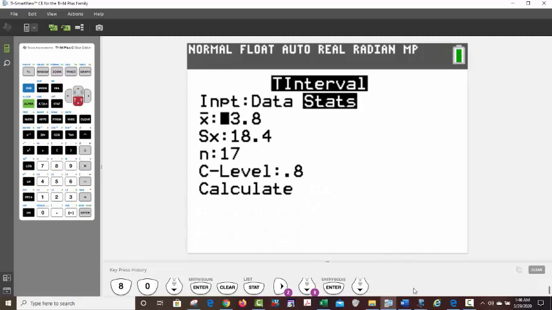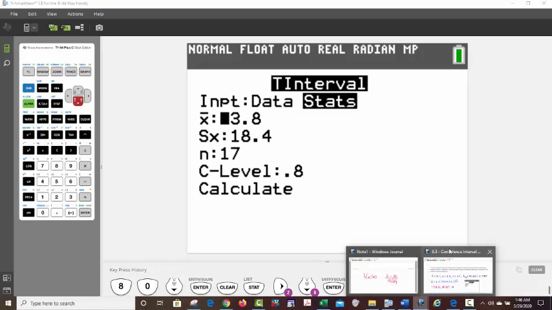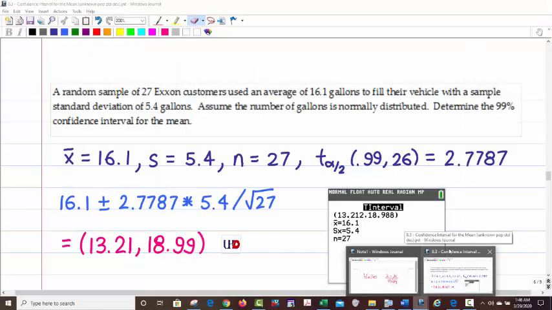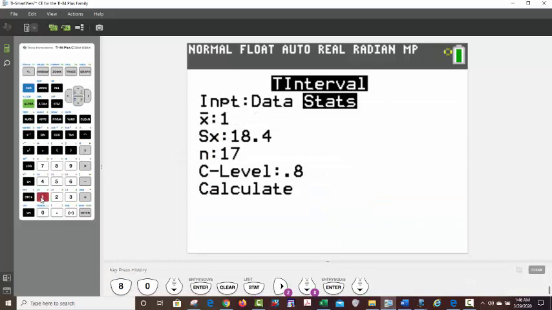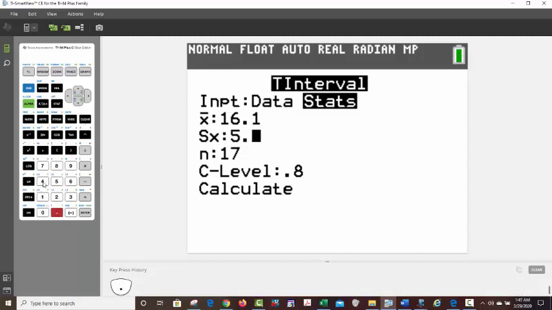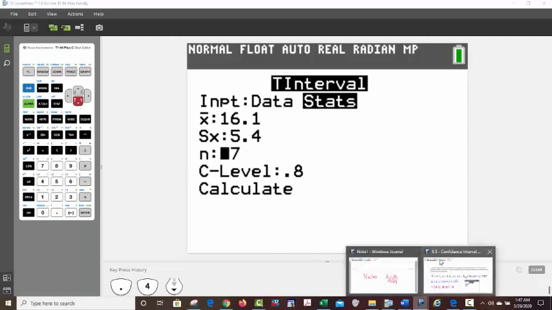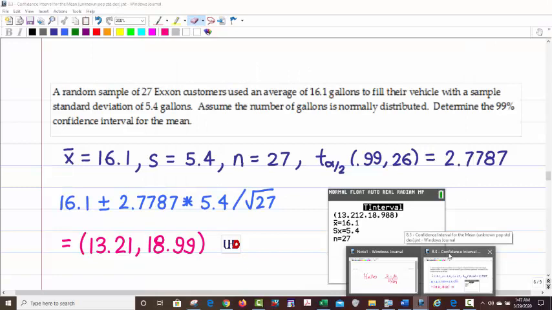All right. Let's see. I don't remember what any of these numbers were. 16.1, 5.4. I think N is 27, but I already forgot the confidence level. 99%. N is 27.